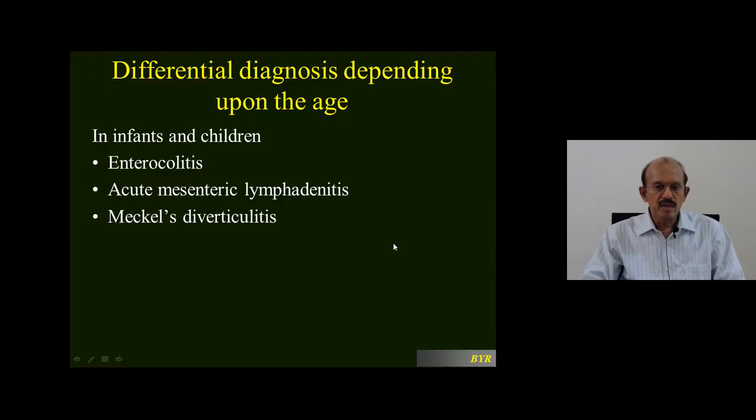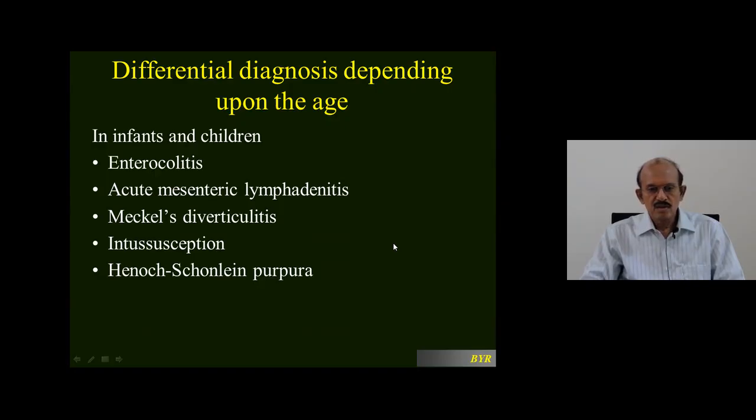Then Meckel's diverticulitis, intussusception, Henoch-Schonlein purpura. In this case, the patient will have abdominal pain. The pain is because of vasculitis. The vasculitis is a generalized phenomenon here. So vasculitis affecting the abdominal viscera can cause abdominal pain. This is a self-limiting disease.